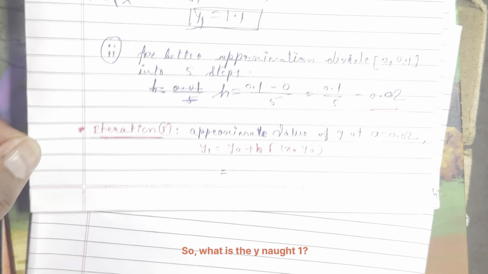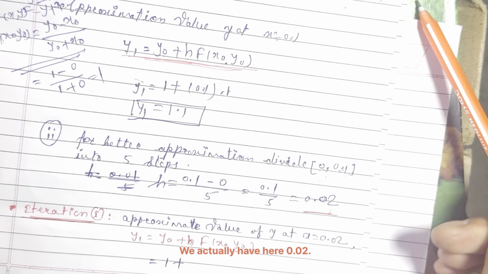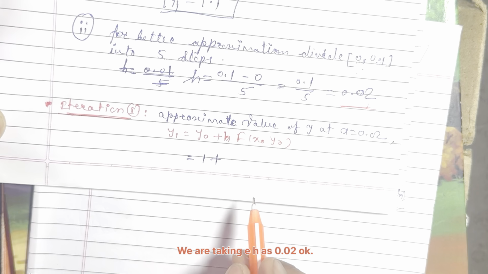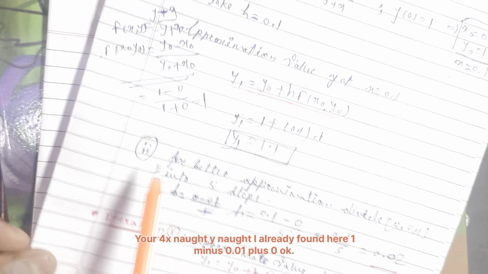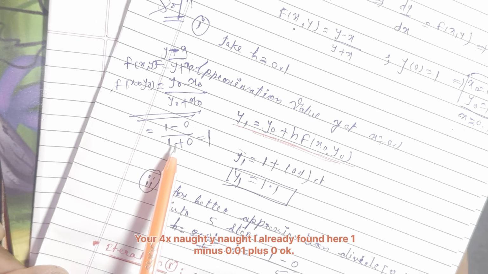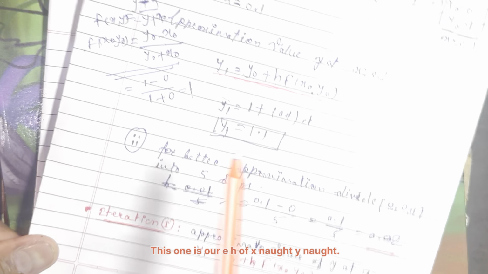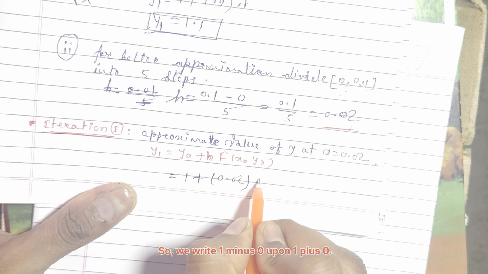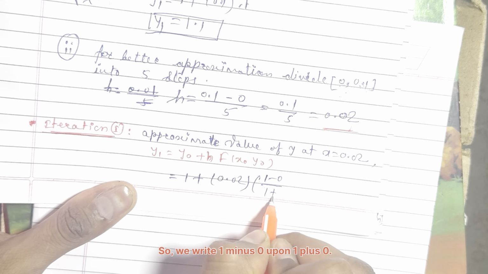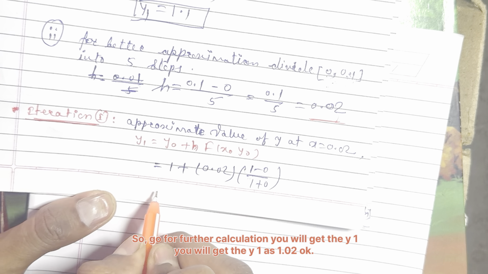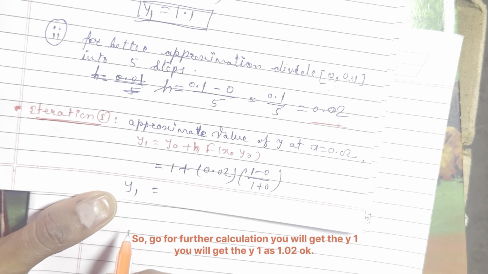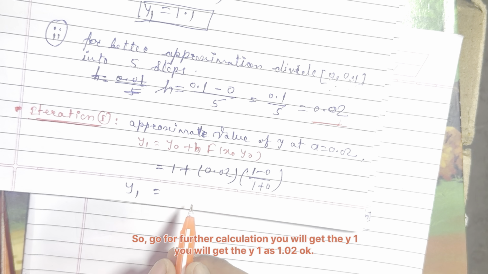So what is y naught? It is 1. Put the value here: y naught is 1 plus, what is the value for h? We are taking h as 0.02. F of x naught, y naught I already found here: 1 minus 0 upon 1 plus 0. This is our f of x naught, y naught. So go for further calculation and you will get y1 as 1.02.